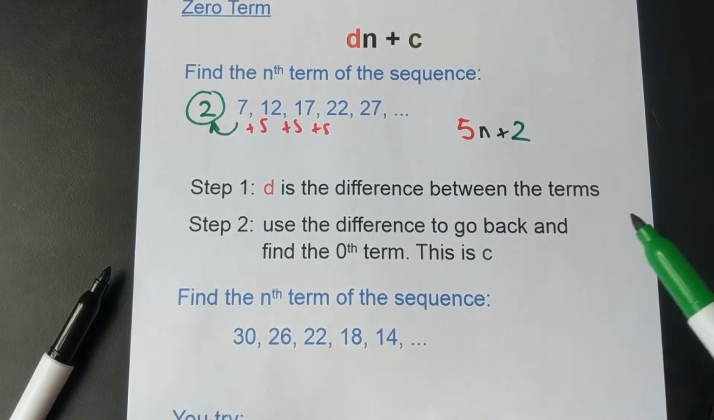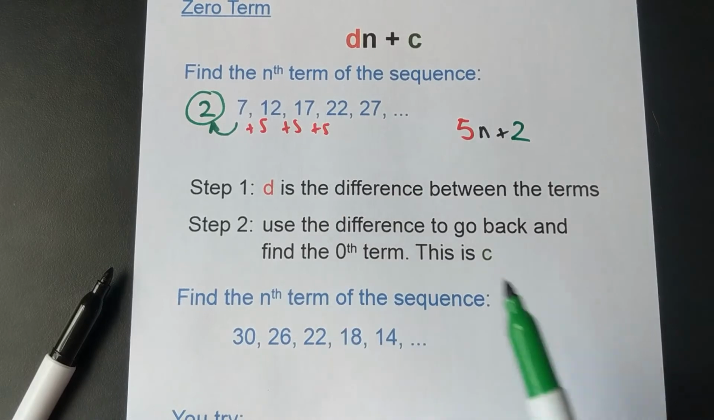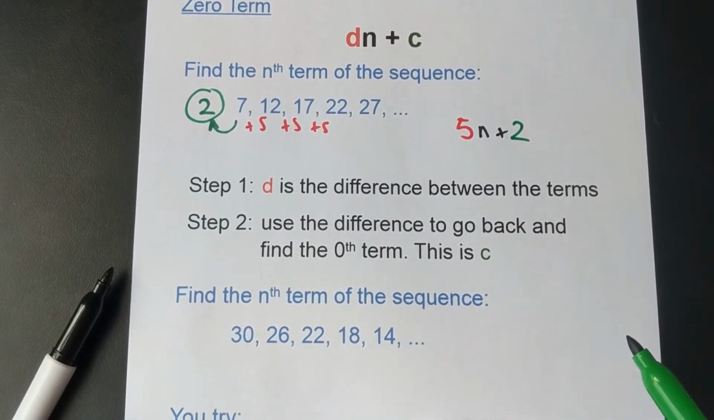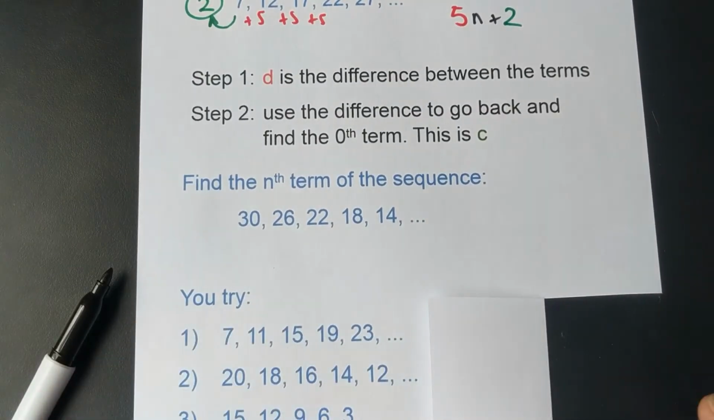D is the difference between the terms still, that's exactly the same first step. And step 2 is use the difference, go back, find that 0th term, that is C. So let's have a look at this example, a little bit more difficult.